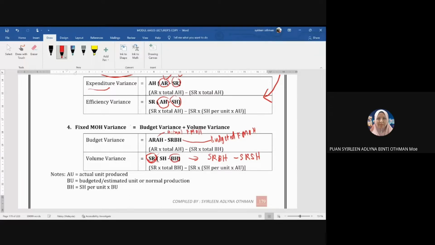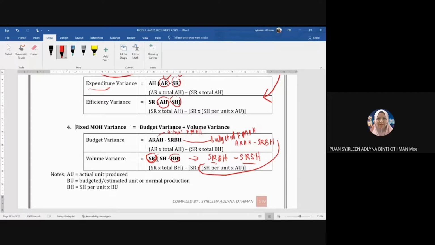So kalau you tengok budget variance, you ada AR AH tolak SR BH. Dia macam bersambung tau. Untuk volume, you ada SR BH tolak SR SH. Okay, alright. Macam mana nak ingat formula, madam? Okay, because dia macam, aduh, banyaknya, madam. Okay, yang tu last nanti baru saya tunjuk.